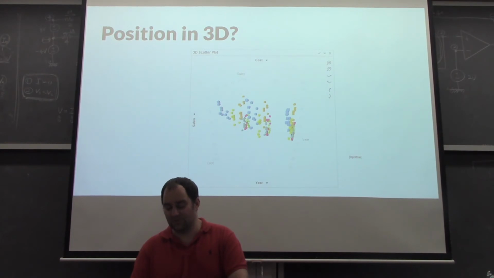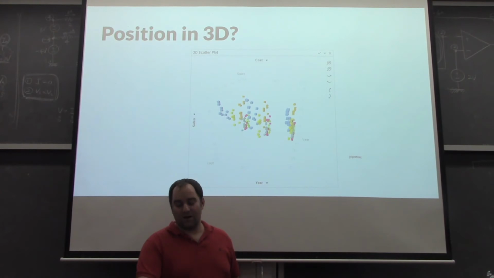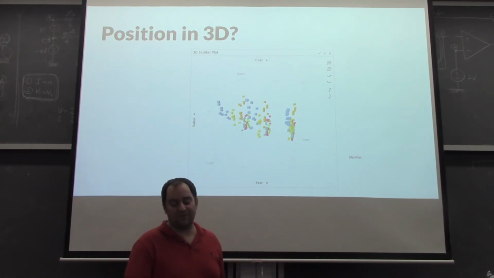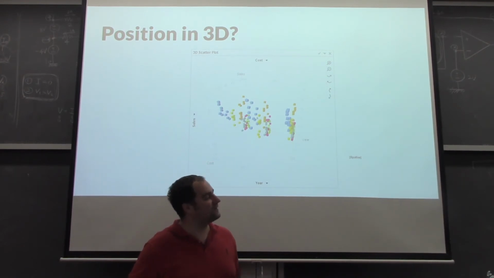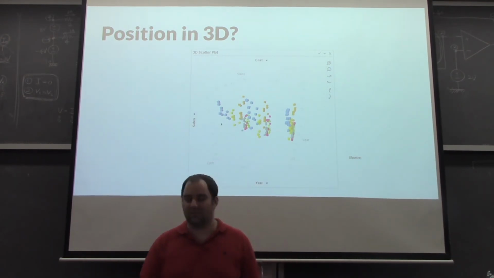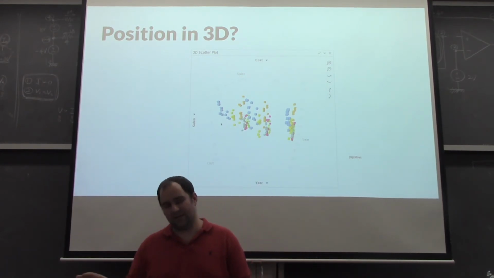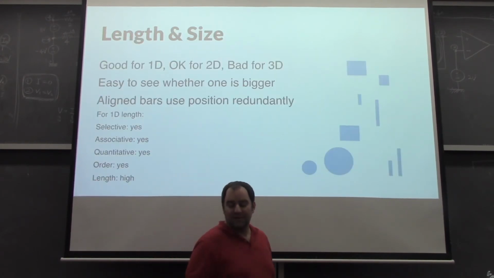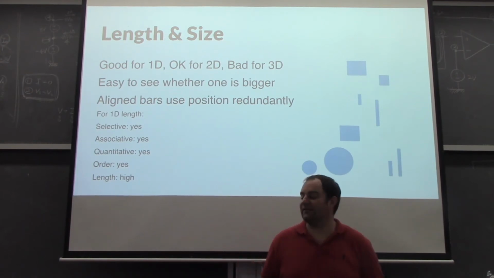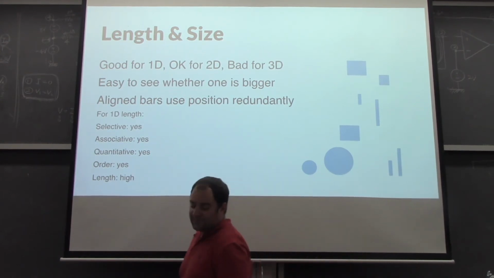We have occlusion, like for this yellow point, is it 25 or is it 15 in terms of sales, or is it 25 or 15 in terms of cost? So position in 3D is really weak, and you can make this a little bit better by using interactivity, by letting people navigate and so on, but still it's not a great visual encoding because of all of these problems.